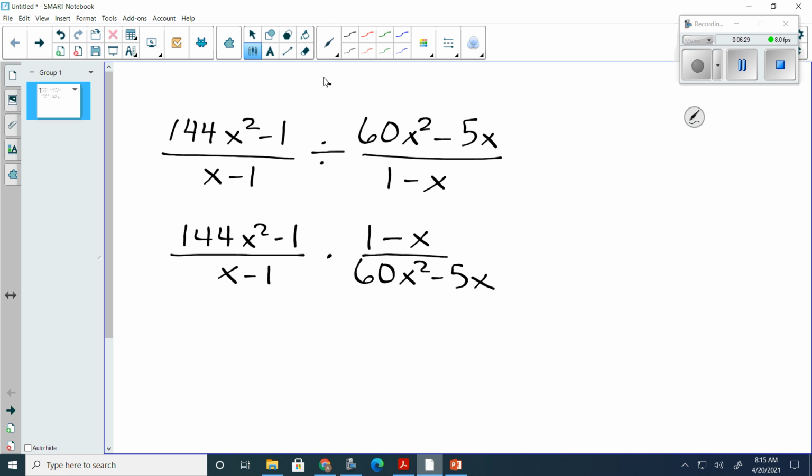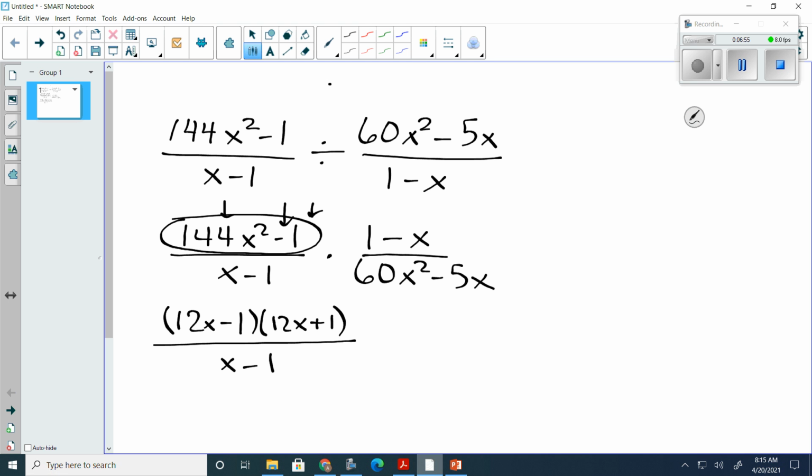First, when factoring and you see two terms, such as we have right here, you always check for the difference of two perfect squares. In here we do have the difference, and we have two perfect squares, so we can factor it by taking the square root of 144x squared, which is 12x, and the square root of 1, which is 1. I forgot the x. So we have 12x minus 1 and 12x plus 1. And on the bottom we have x minus 1.